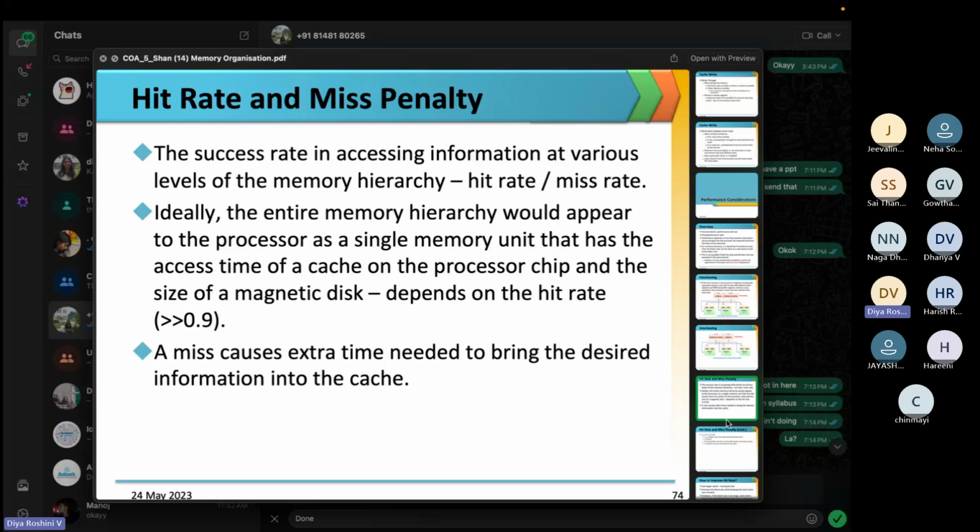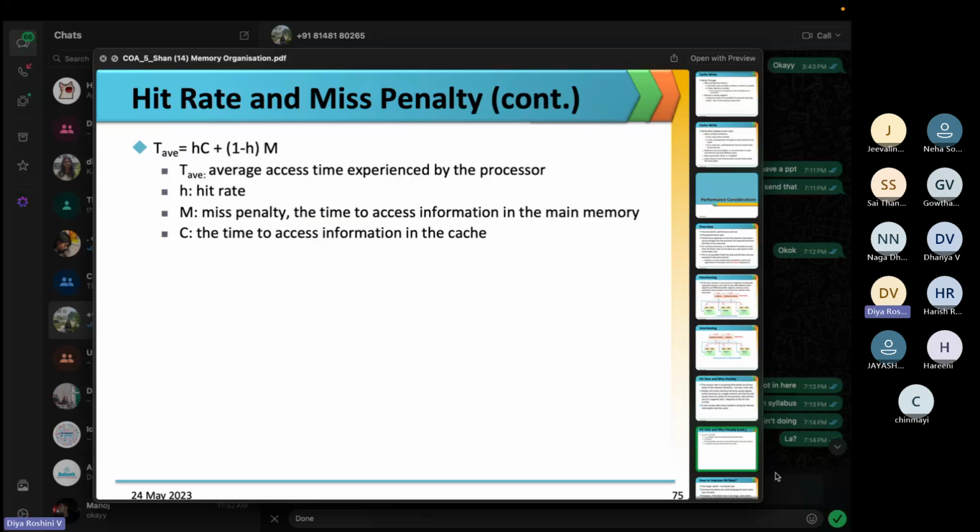But if it was a read miss, I did not find it in my cache. I have to go to my main memory now. From there, I have to bring it to my cache again, and then from there it goes to the processor. So rather than hits, the miss rates often affect your performance more.